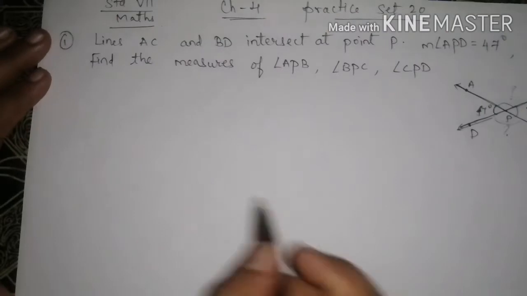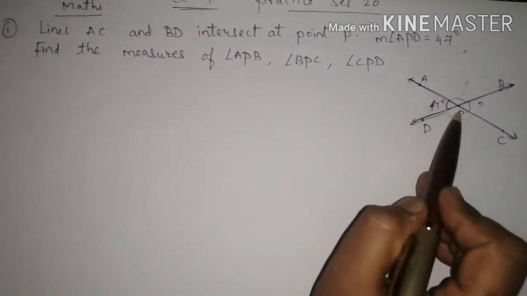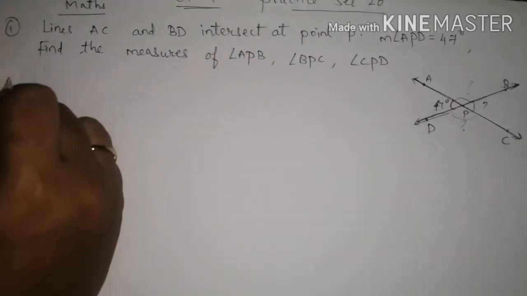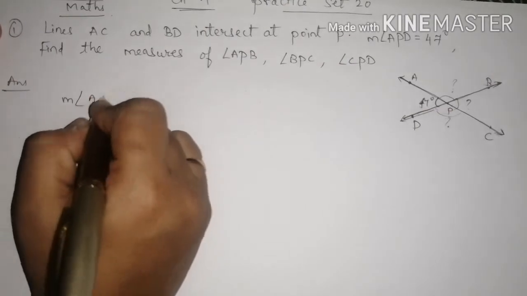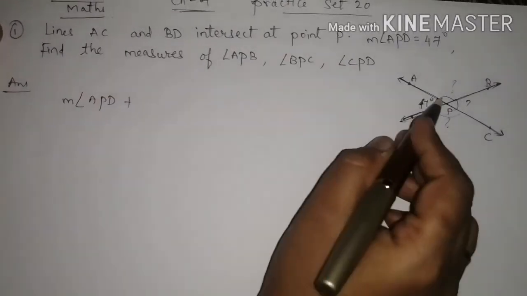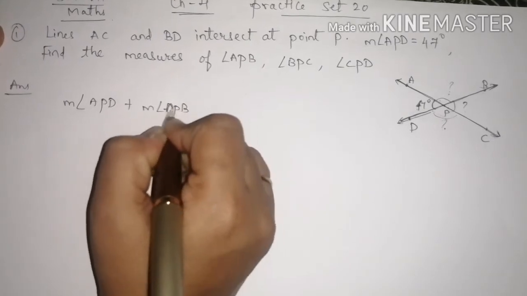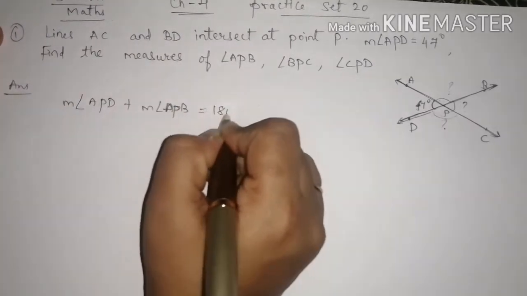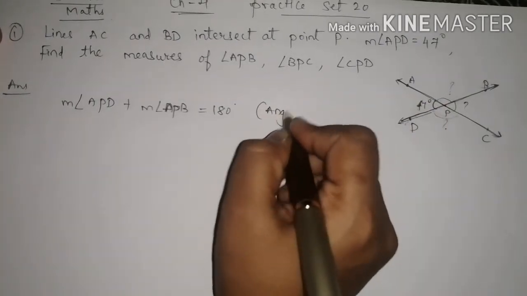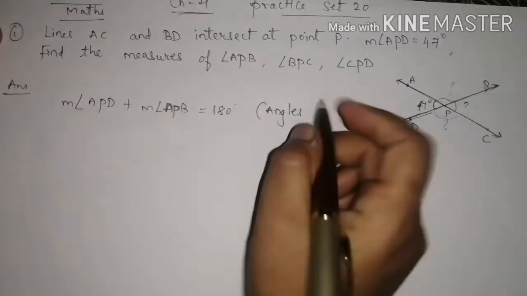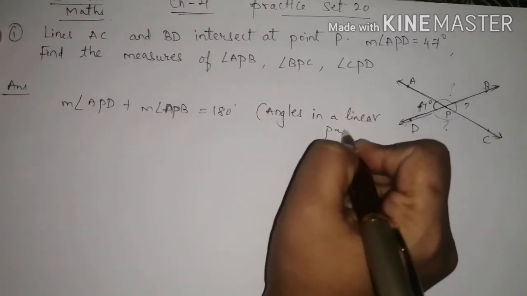So let us find that out. Which two angles are in a linear pair? Angle APD and angle APB. So first write: measure of angle APD plus measure of angle APB is equal to 180 degree. Why? Because they are angles in a linear pair. So we have to write there: angles in a linear pair, their total is 180 degree.